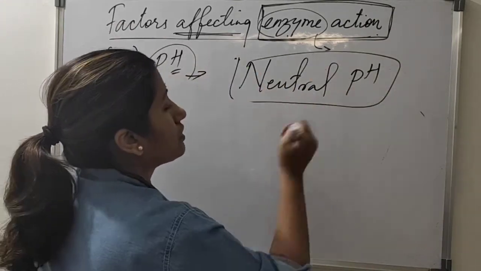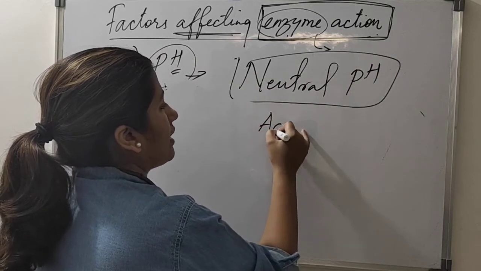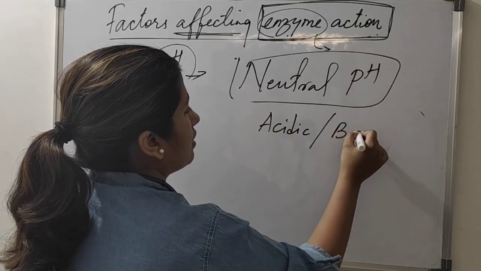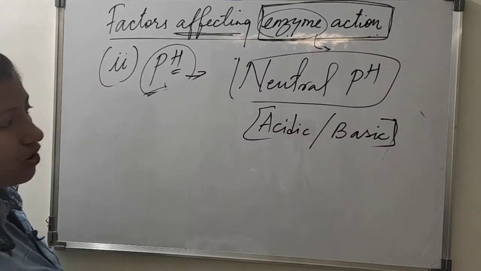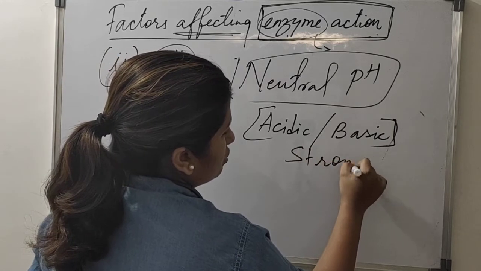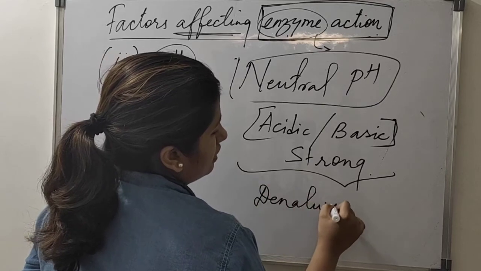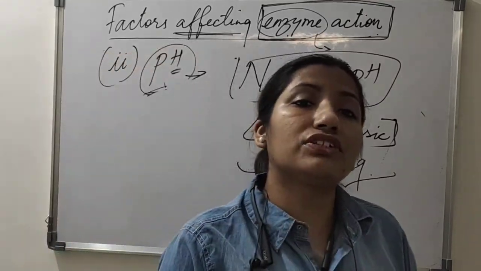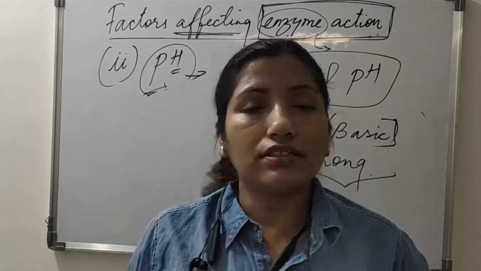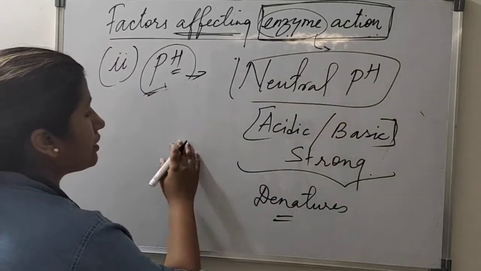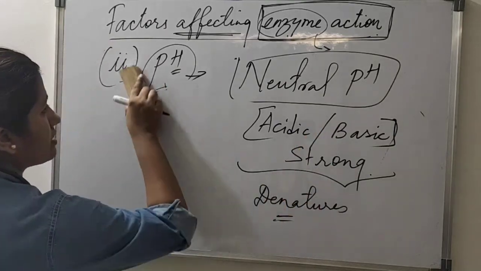So in neutral solution, the enzyme acts best, but when the solution is strongly acidic or strongly basic, the enzyme again denatures. Like we have seen in temperature, if the temperature is too high, above 60 degrees Celsius, the enzyme denatures. In the same manner, here also the enzyme will denature if the solution is too acidic or too basic. So that is how pH acts.